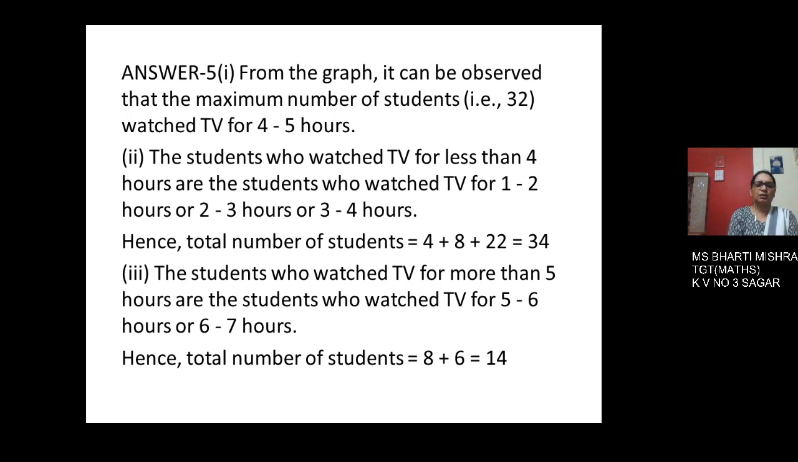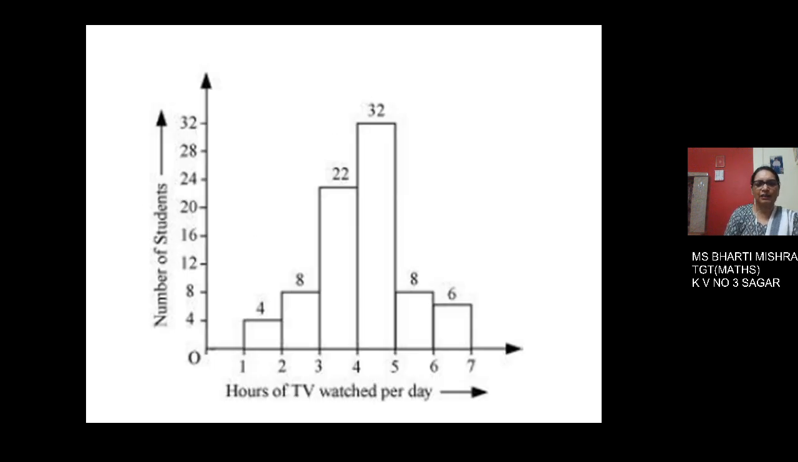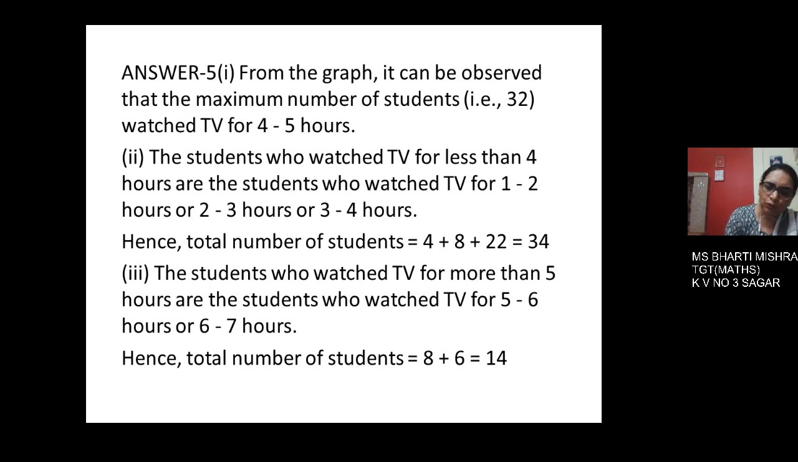Now the next question is: the students who watch TV for less than 4 hours are the students who watch TV 1 to 2 hours, or 2 to 3 hours, or 3 to 4 hours. Now looking at the graph, for 3 to 4 hours it is 22 students, 1 to 2 hours 4 students, 2 to 3 hours 8 students. You will add all these, that is 4, 8 and 22, which results as 34.